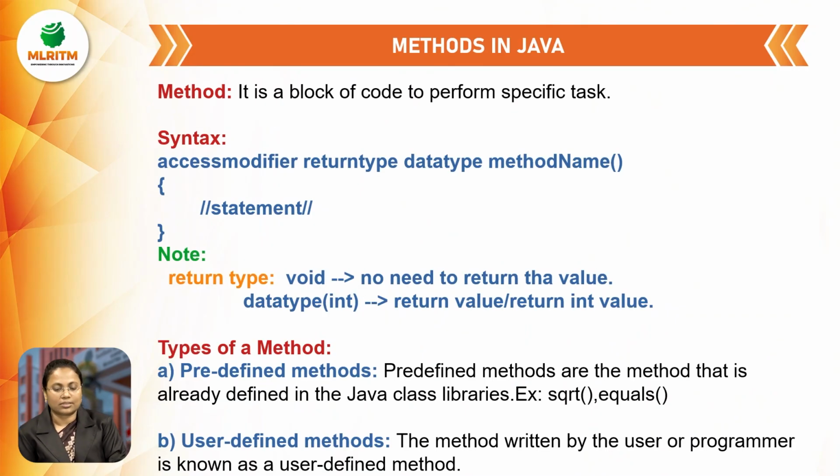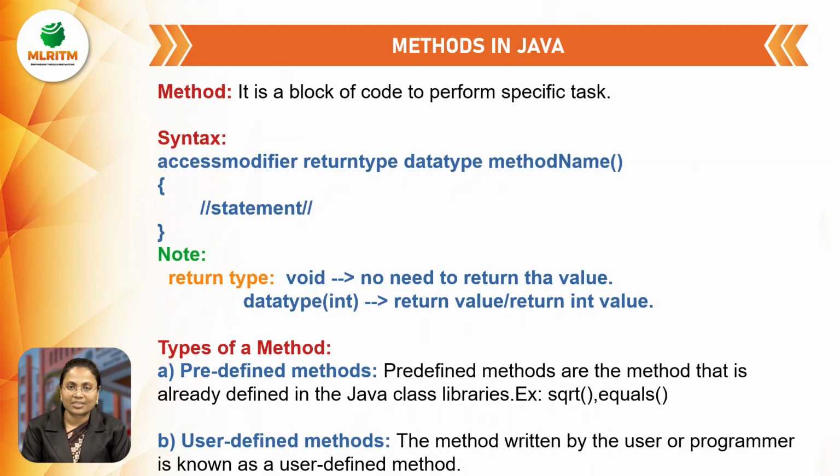Next, what is a method? A method is a block of code to perform some specific task. Whatever task we need to perform through that Java program, that entire task we write inside the method only. Whatever actions are to be taken while executing the Java program, that action-related code we write inside the method, in a simple manner.